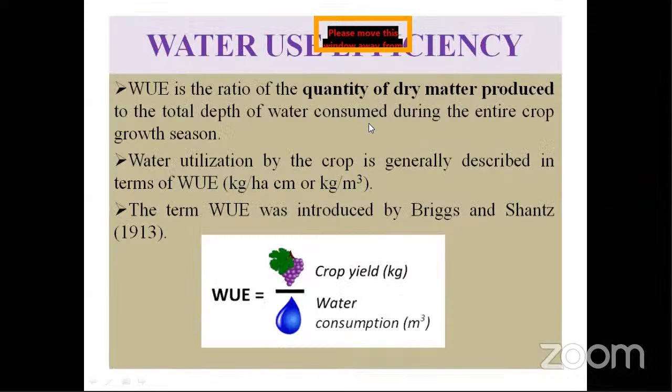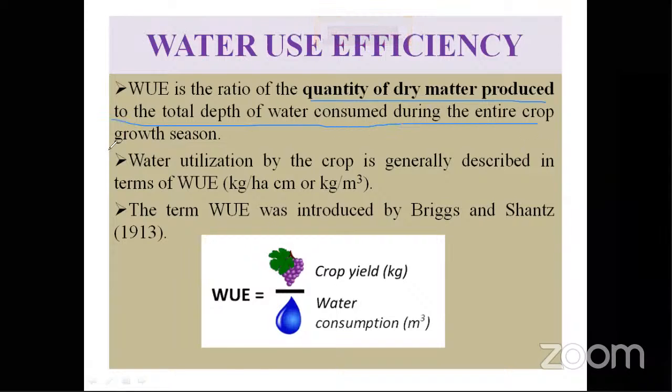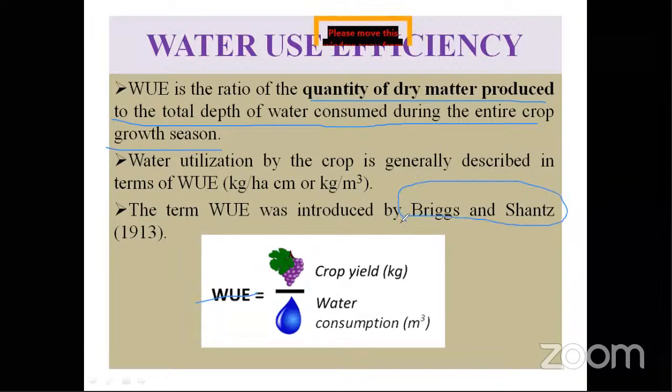Next concept is water use efficiency. This is a relatively easy concept. It is defined as the ratio of quantity of dry matter produced to the total depth of water consumed during the crop growth season. Here we can see the formula: crop yield divided by water consumption. This was introduced by Briggs and Shantz in the year 1913. The units are kg per hectare centimeter, or kg per hectare millimeter, or kg per meter cube. And two types of water use efficiency are present: crop water use efficiency and field water use efficiency.